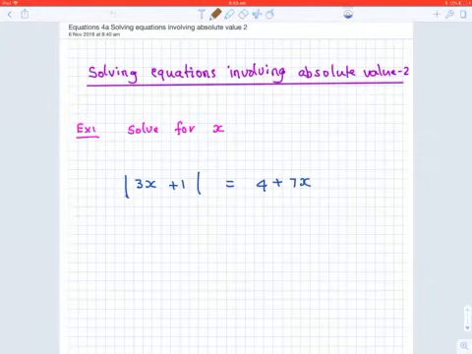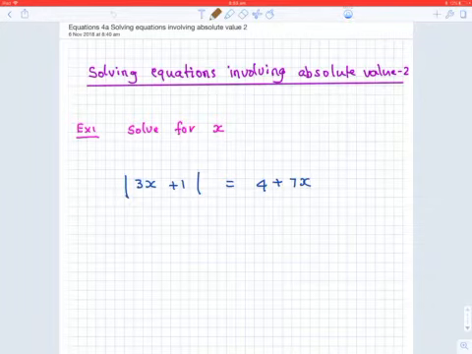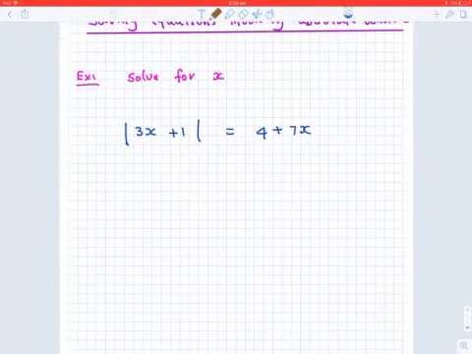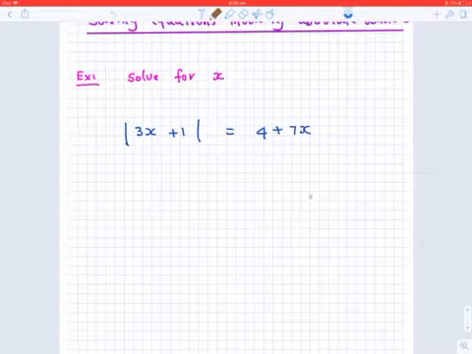Hello and welcome. Today we are going to solve equations involving absolute value. Okay, we'll start with the question. The question is: solve for x, absolute value of 3x plus 1 equals 4 plus 7x.